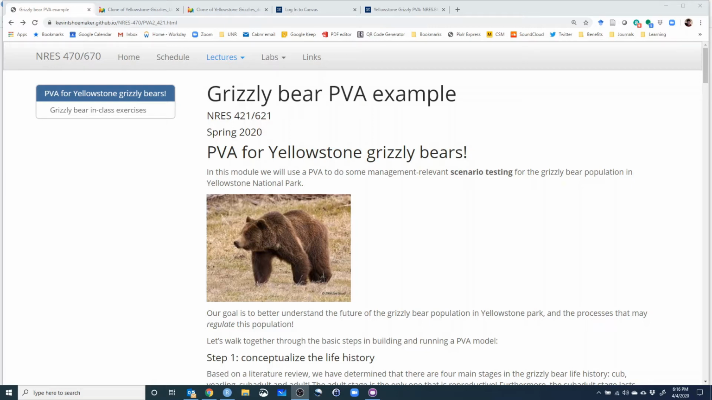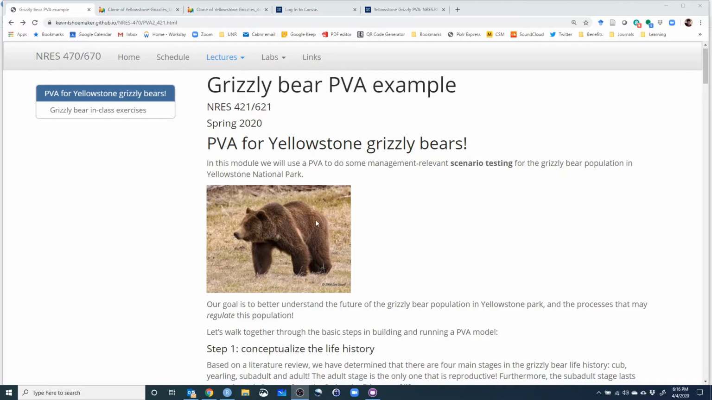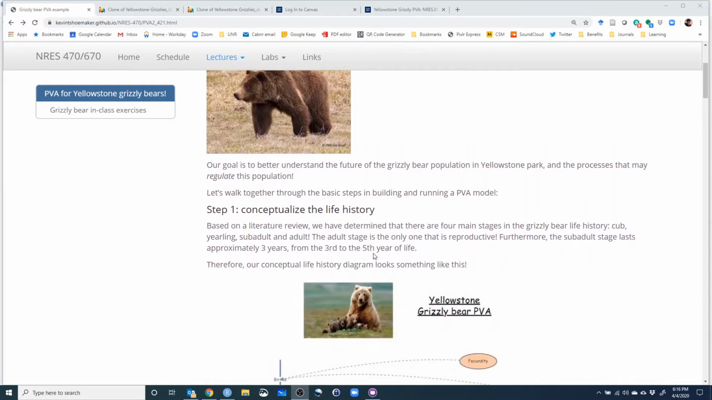And what we're going to try to do with this model is better understand the future of the grizzly bear population in Yellowstone Park and the processes that might regulate this population. Now, in this case, we're not going to run any management or conservation scenarios. Instead, we just want to get a better handle on what the future might look like for this population. In addition, we want to know how many individuals this area in Yellowstone Park can support. We want to know the carrying capacity of Yellowstone.